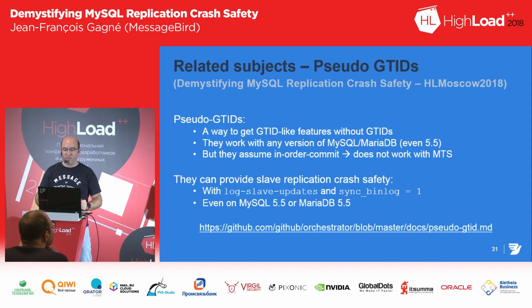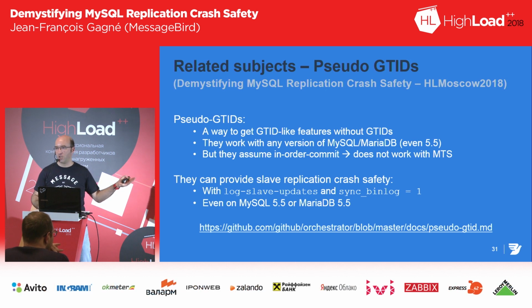Pseudo GTID, very quickly, is an interesting way to get GTID functionalities without the GTID implementation. It works with MySQL 5.5. It's a way to make replication crash safe if you have log slave updates on your slaves and sync_binlog=1. So if you're still running MySQL 5.5 and you want replication crash safety, you can use pseudo GTID. There's some documentation about this that you can read.